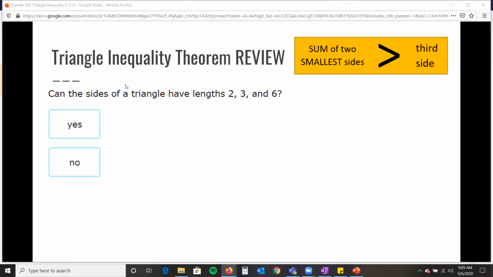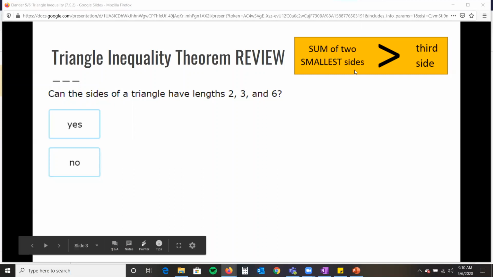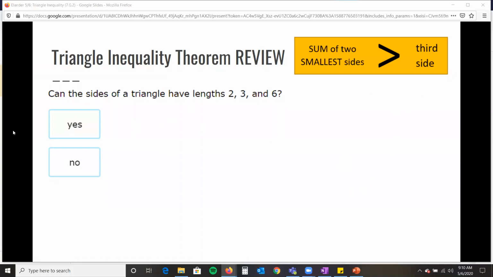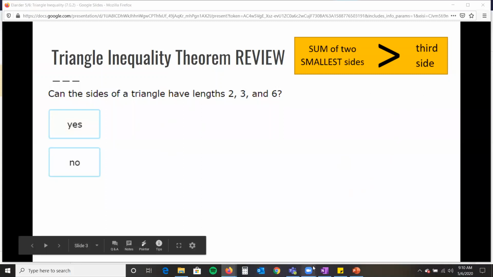All right, so in this case here, we've got 2, 3, and 6, and it says, can those be the sides of a triangle? Like, is it even possible to make a triangle with 2, 3, and a 6 length sides? What do you guys think? Based off of our theorem and based off of what you learned on Monday, what do you think? Yes or no on this one? Go ahead and respond in the chat now.